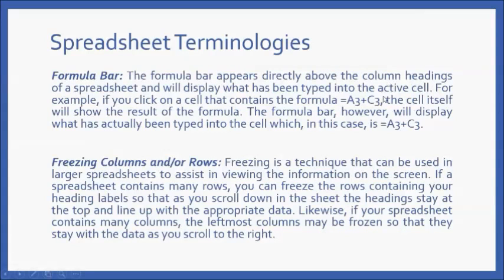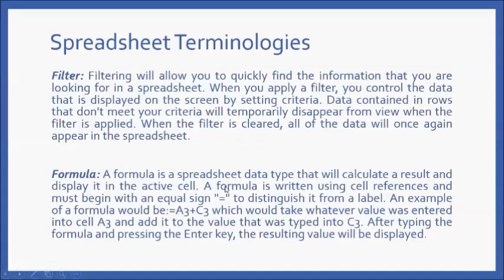Next we have formula. Formula is a spreadsheet data type that will calculate a result and display it in the active cell. A formula is written using cell references and must begin with an equal sign. This is to distinguish it from a label. An example of a formula would be equal A3 plus C3, which would take whatever value was entered into cell A3 and add it to the value that was typed into C3. After typing the formula and pressing the enter key, the resulting value will be displayed. This is what we have discussed earlier.